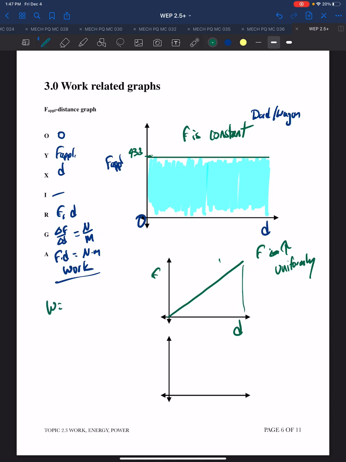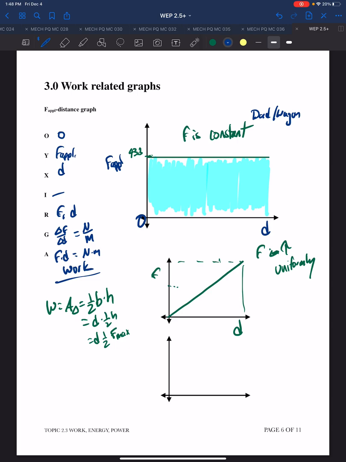So the work is the area of a triangle, which is 1/2 base times height. So we've got the base, which is D, times 1/2 the height, which is F. And that F in this case is the instantaneous F, whatever it is, or the F max.